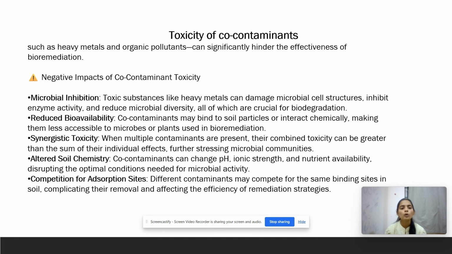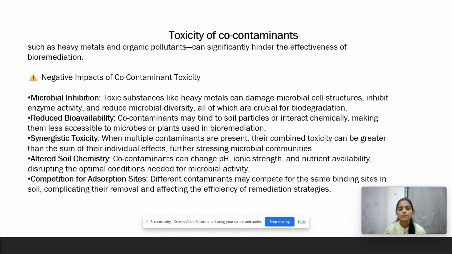First we will see microbial inhibition. Toxic substances like heavy metals can damage cell structures, so it reduces the microbial activity and further the bioremediation process. Reduced bioavailability: if the contaminants are highly attached to the soil particles and present as undissolved contents, it's very difficult for the microbes to access the contaminants. Synergistic toxicity: if multiple contaminants are present, their combined toxicity stresses the microbial community and leads to lesser bioremediation.